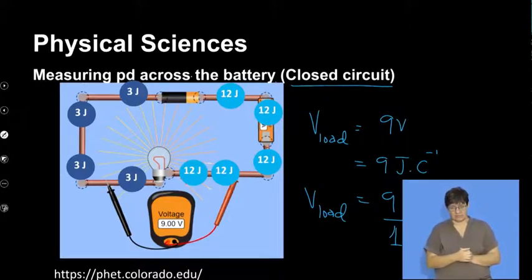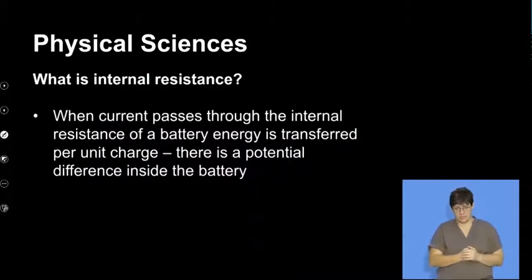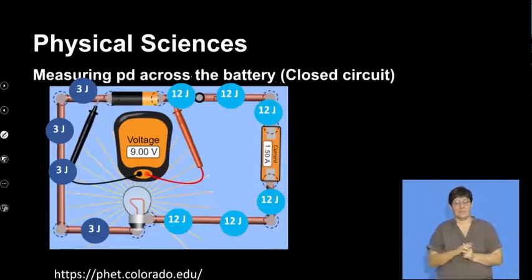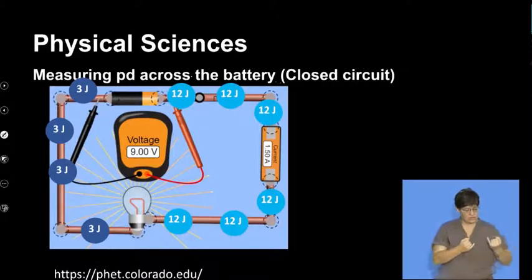Okay, and then across the light bulb, we've got the same thing. The potential difference is equal to 9 joules per coulomb, right? Okay, so when current passes through the internal resistance of a battery, energy is transferred per unit charge. There is potential difference inside the battery. This is the 9 volts that we spoke about, okay? Right, and then we are saying that as work is done inside the battery, you'd realize that between 12 joules and 3 joules per coulomb of charge, the potential difference is actually 9 volts.